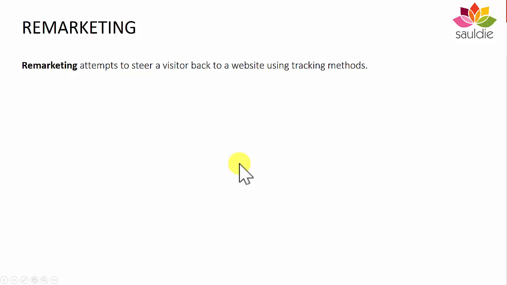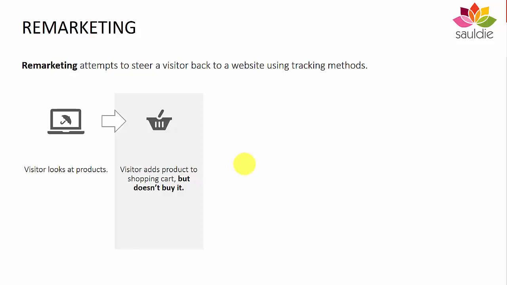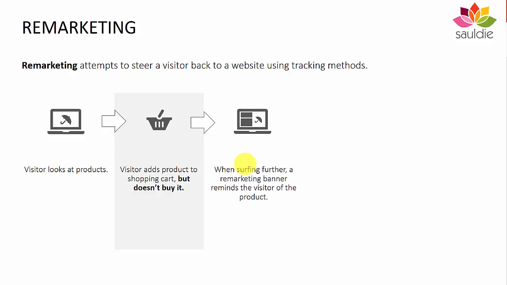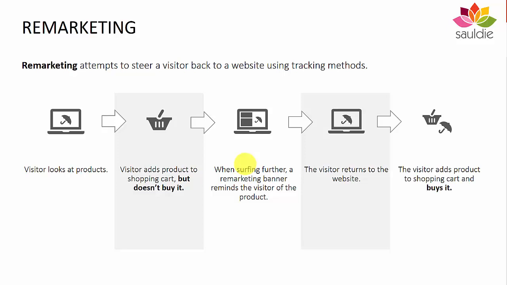Remarketing. Remarketing happens very often when people visit your website and leave. So what we need to do is get them back to the website. For example, a visitor looks at products, then may add something to the shopping cart but doesn't buy. So he's gone. When surfing further, a remarketing banner helps to remind the visitor of the product. So we are tracking where the website visitor is moving after our website. And then there is a banner, a link, and the visitor returns to the website, adds the product to the shopping cart and buys it. That's the idealistic view of it.